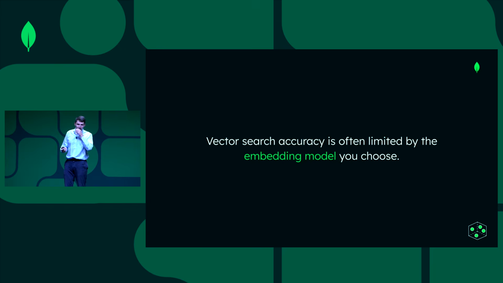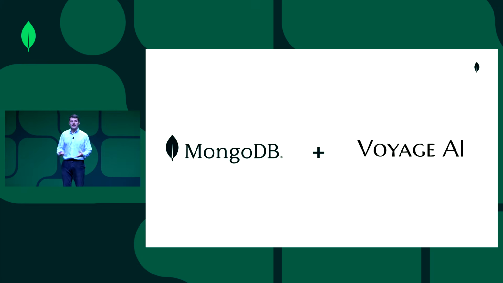Put another way, it's kind of hard to have a very accurate search system if you don't have an embedding model that is very accurate, that you're very confident can represent your data in a strong manner. This is a large motivating factor for why we made this acquisition of Voyage AI.